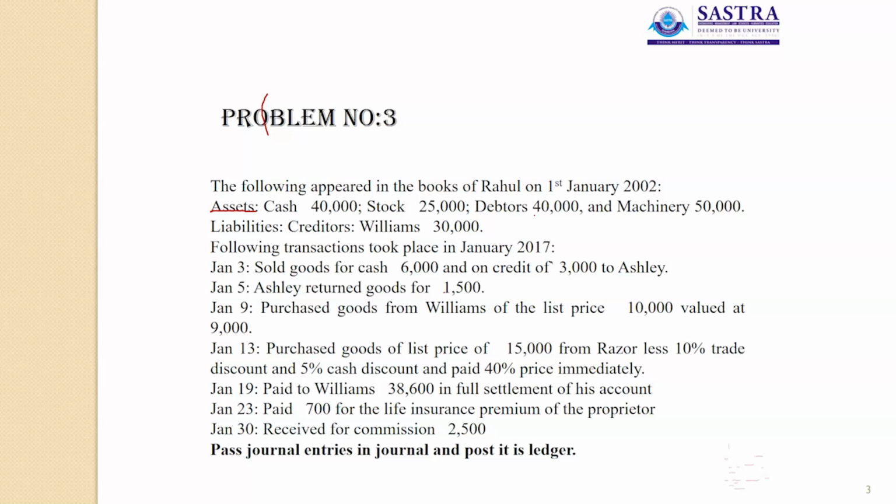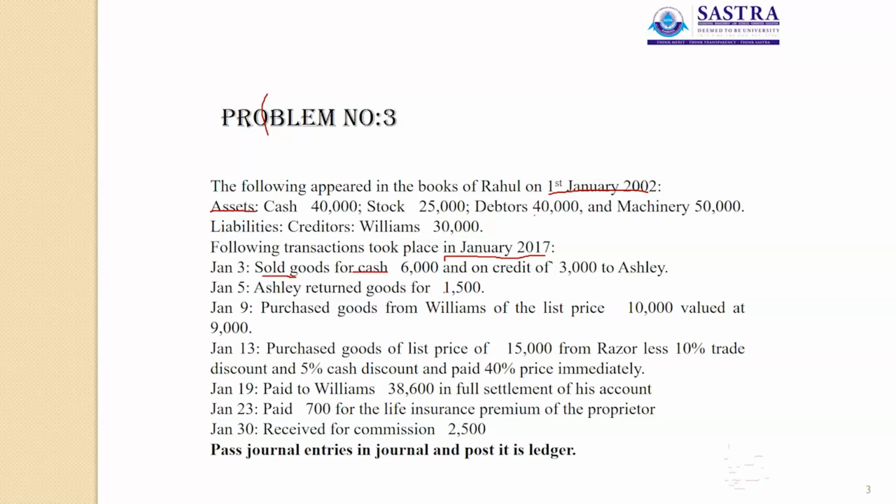Here January 3rd, sold goods for cash. So what are the accounts involved here? One is cash account and another one is sales account. The transactions took place in January 2017. The above transaction was given in the month of 1st January 2002, so that is called the opening entry.